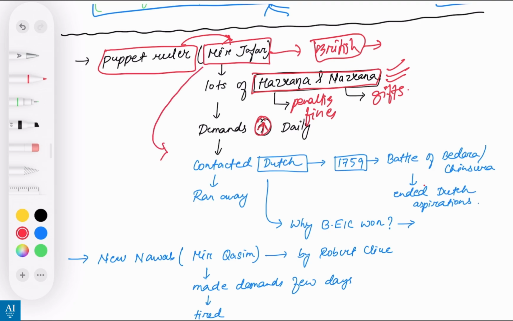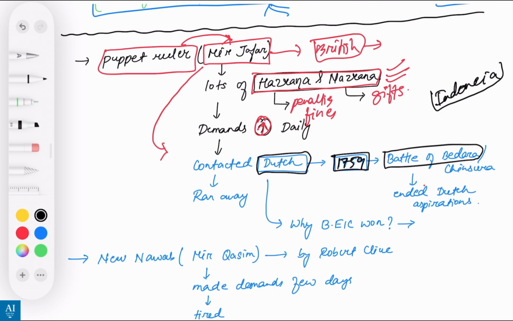So Mir Jafar thought of a small idea. What idea did he think of? He already knew that even if he gave half of his property to the British, it would not feel like enough, because they were very greedy. So Mir Jafar contacted the Dutch East India Company in 1759. The Dutch East India Company was in Indonesia at that time, and it had been kicked out by the British. But still, they thought that if the Nawab of Bengal gave them a chance to defeat the British, why wouldn't they come? Obviously, they came.